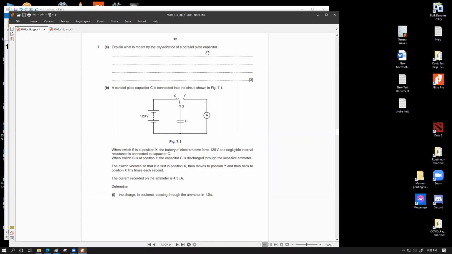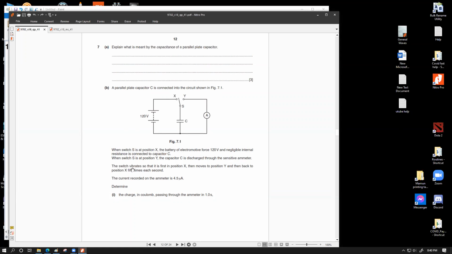Let's remember the capacitance of a parallel plate capacitor. That's the definition. A parallel plate capacitor C is connected to the circuit as in 24/7.1. So we have a two-way switch and a 120 volt DC supply. Closing it to X will charge up the capacitor in minimum time because there is no resistance in the circuit apparently. Then closing it to Y is going to drain the capacitor in minimum possible time, because once again apparently there is no resistance in the circuit if we consider the ammeter to be ideal, but it shouldn't be. When the switch is positioned at X, the battery of 120 volt and negligible internal resistance is connected to capacitor C. When the switch is positioned at Y, the capacitor is discharged through the sensitive ammeter.